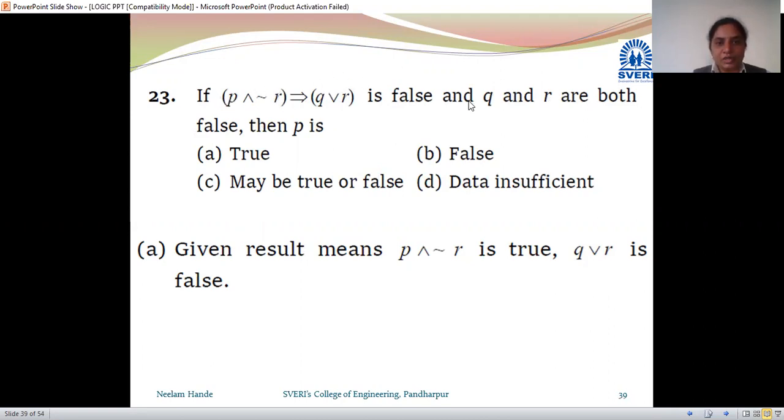P and negation of R. It is given R is false, so negation of R is true. True and what will be true? So true and true will be only true, right? So your correct option will be true.